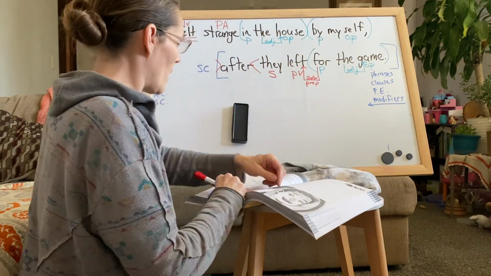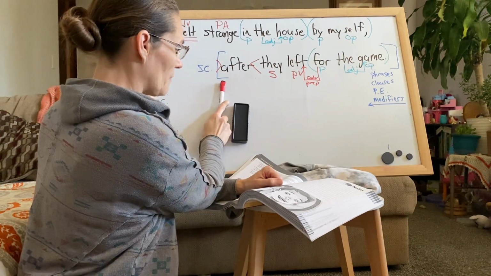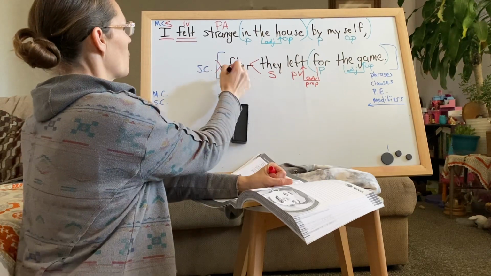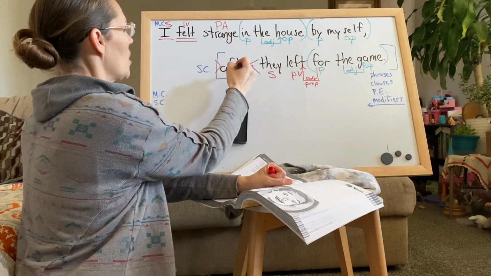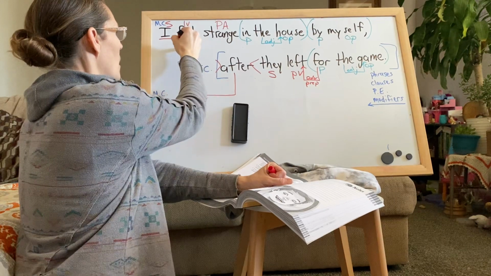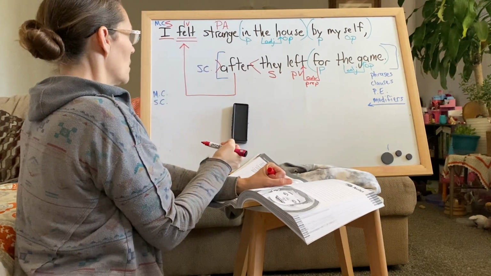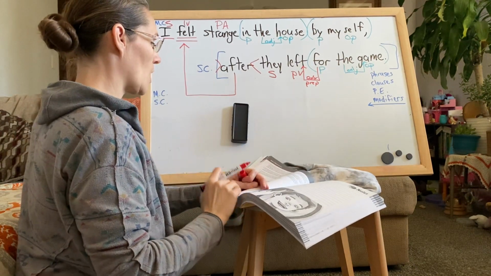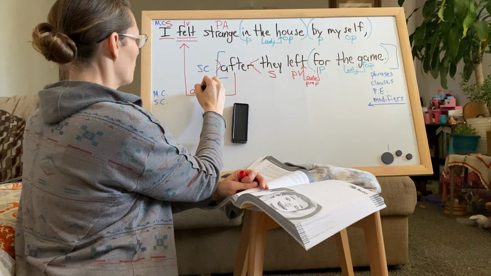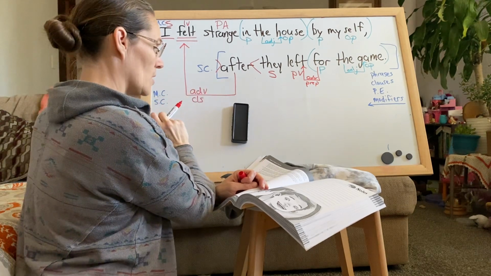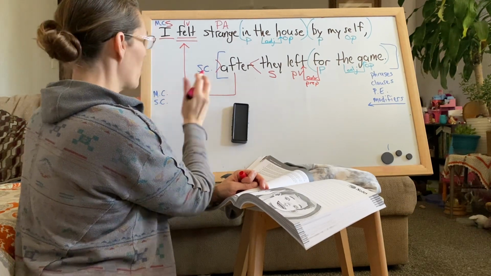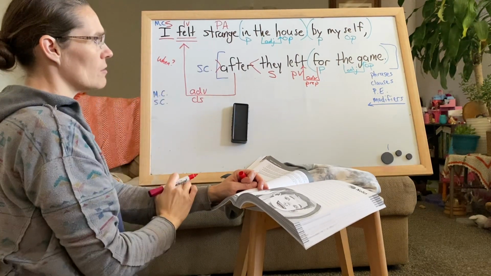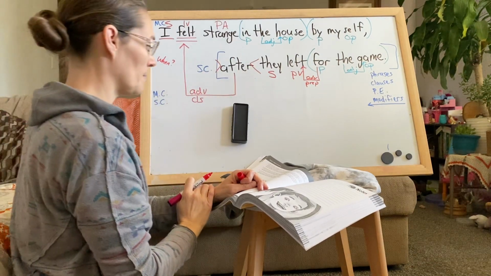So now, after they left for the game tells us when I felt strange, okay? So from your subordinate conjunction up to our verb, this is an adverbial clause, because it is telling when. It's answering the question, when did you feel strange? After they left for the game, okay?